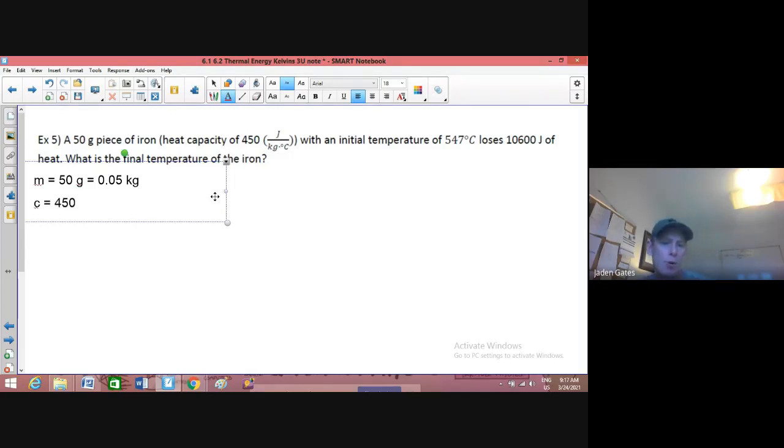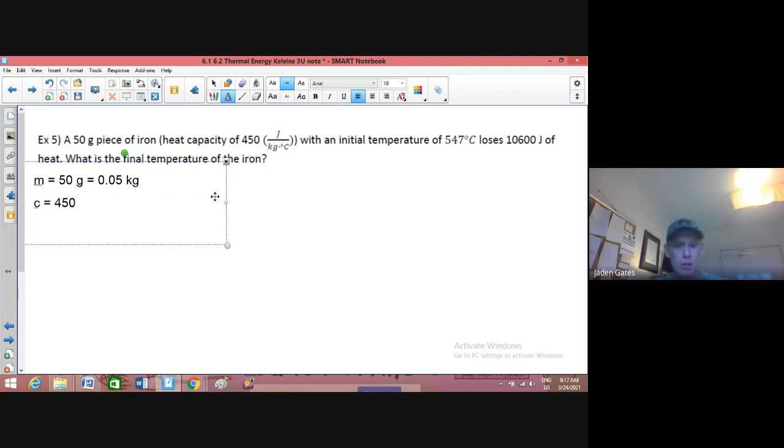All right, again, our heat capacity that's given to us, 450. Something you'll want to do is print off that formula sheet if you haven't done that, so the course formula sheet, because all the specific heat capacities are on there. So you're going to need those. Have them handy, so I won't have to give you a sheet. Let's see, what else we got here?